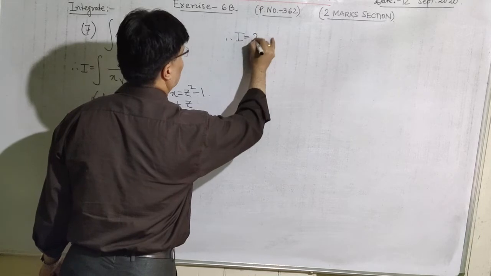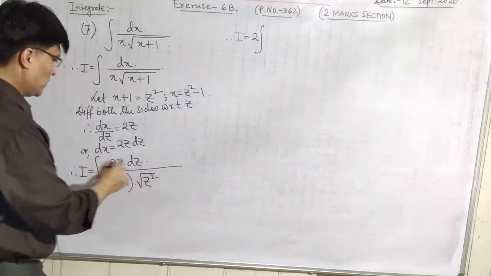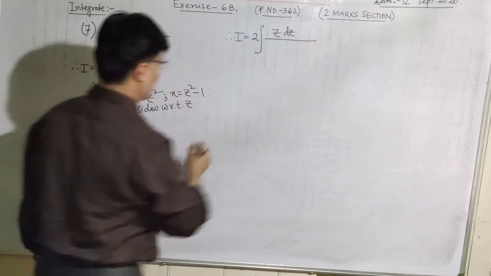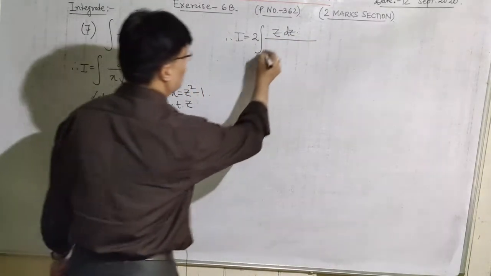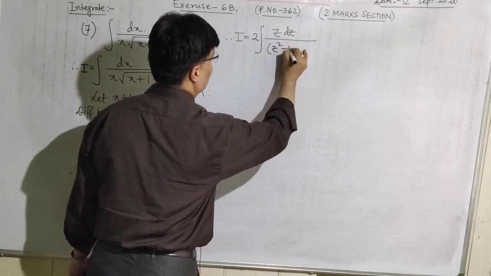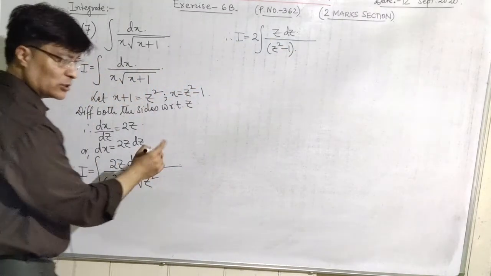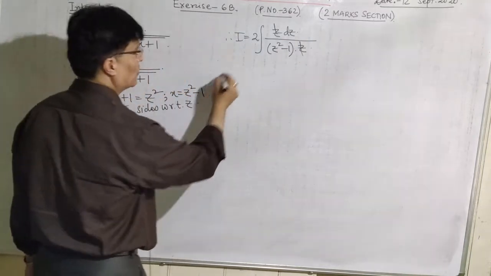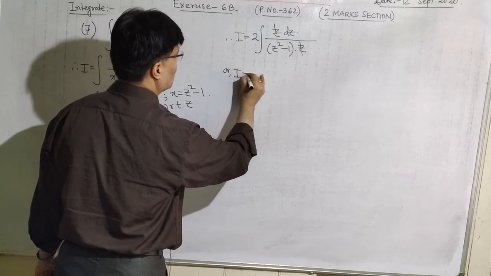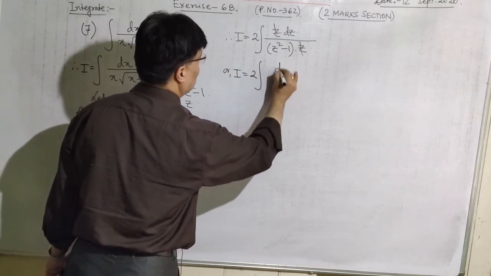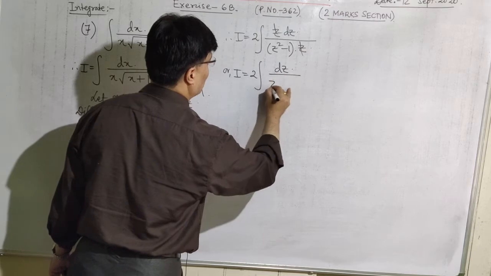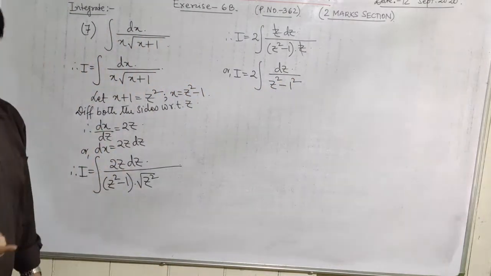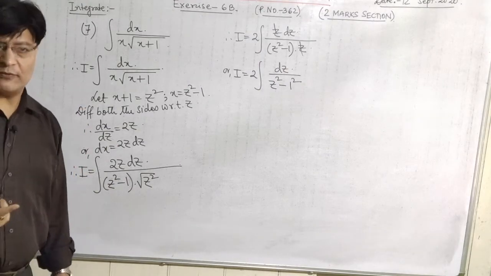So I is equal to 2 integral sign z dz divided by, in the denominator, z square minus 1 into, what is root over z square? It is z. So here z will be cancelled, right? So I is equal to 2 integral sign dz divided by z square minus 1 whole square.